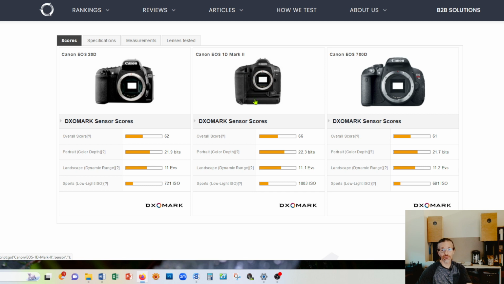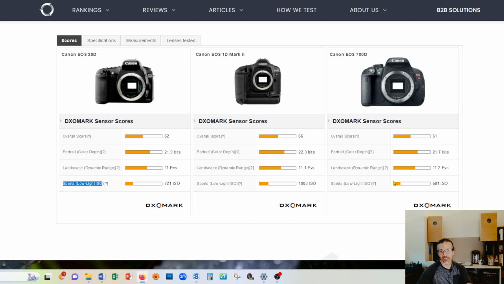And when we look at this, DxO Mark has this thing called Sports Low Light ISO. That's their benchmark name. So when you read that, it gives you a number. It says a number and ISO.